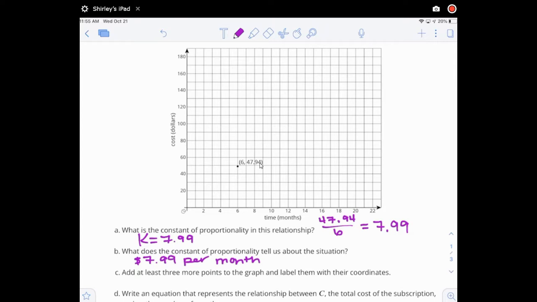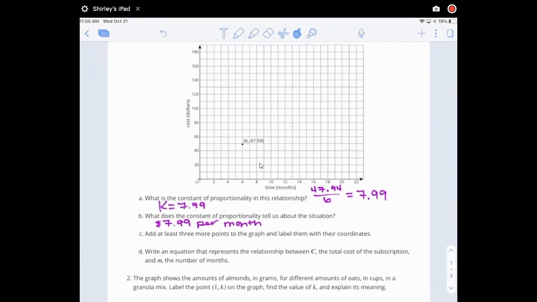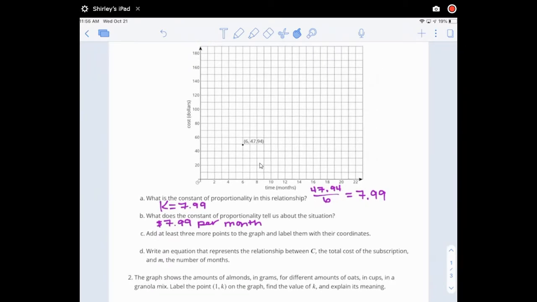Add at least 3 more points to the graph and label them with their coordinates. So if I know that my k value is 7.99, to be proportional, my easiest point I can plot is (0, 0). We know that it has to go through that. I can add in the point (1, 7.99). It's going to be kind of hard to estimate that, but we can do our best.